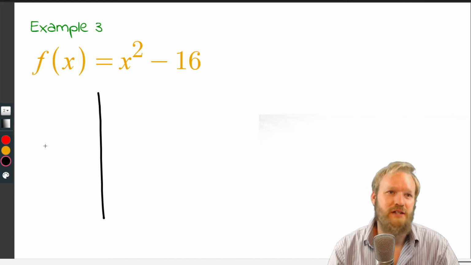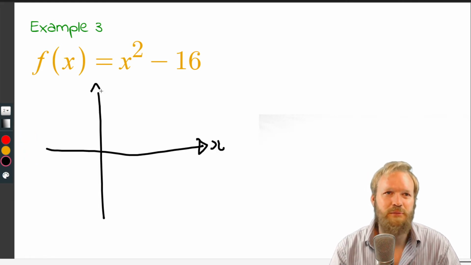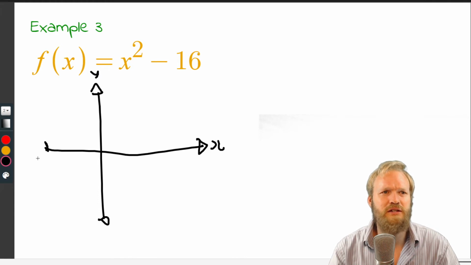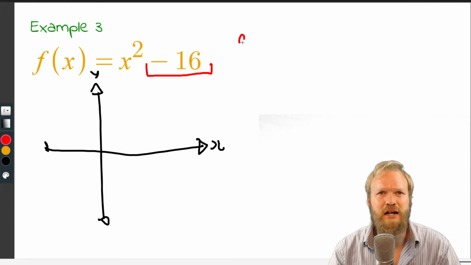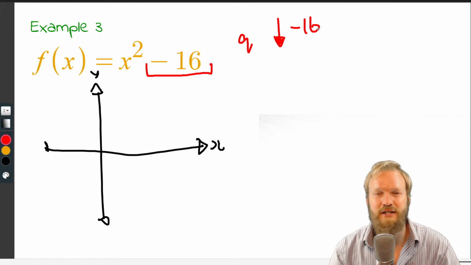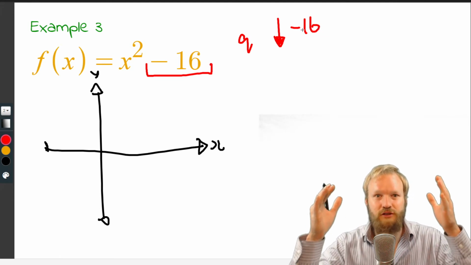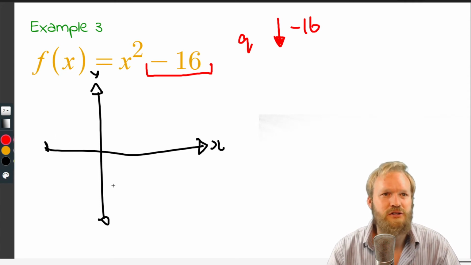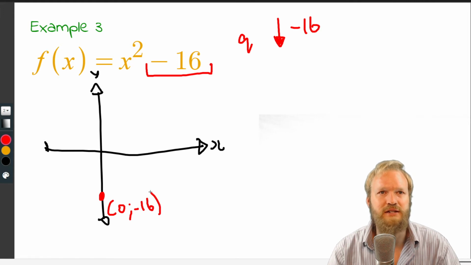Okay, so set of axes for this type of thing. We said, well, this is like our basic parabola, except this bit here, this is like our q value, and this meant that it moved down. It had a vertical translation or shift of 16, so I'm going to double that up and say it's gone down by 16, or it's shifted vertically negative 16. So therefore, it's now got an intercept at 0, minus 16. If we subbed in 0, we'd see that too.